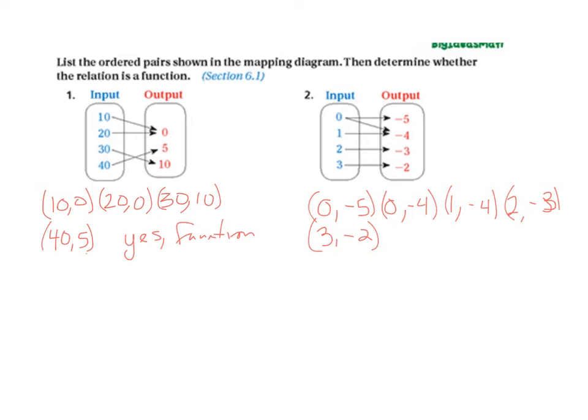So right away, if we look for duplication in the input, I can see that I put in 0 and it gave me negative 5. I put in 0 again, this time it gave me negative 4. It gave me something completely different, right? So this is showing me inconsistency. So this is not a function. And that's how you do the first two.